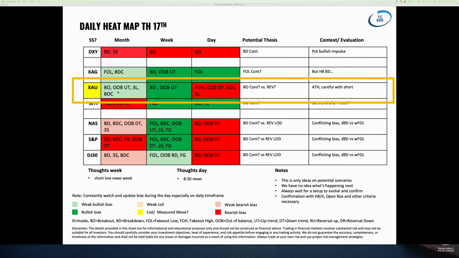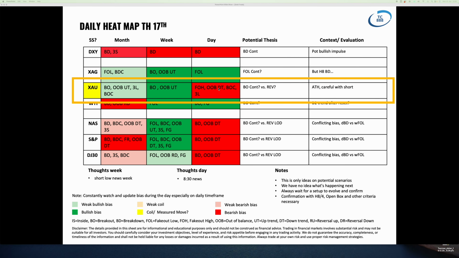So bullish overextended. Week in breakout, out of balance uptrend. Also closed outside previous week's value area. Bullish, out of balance. Day, fake out high. We just saw that. It broke out today and came back in. So we have a bearish fake out high as long as we are below the breakout level.